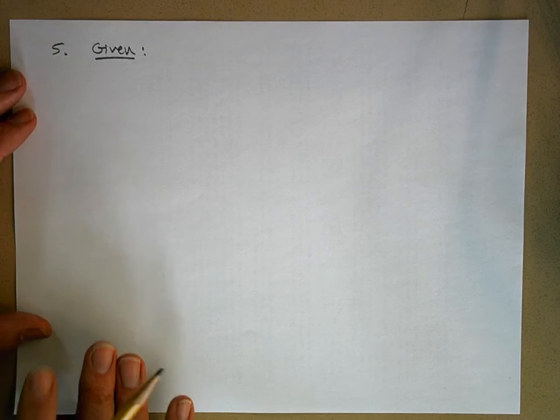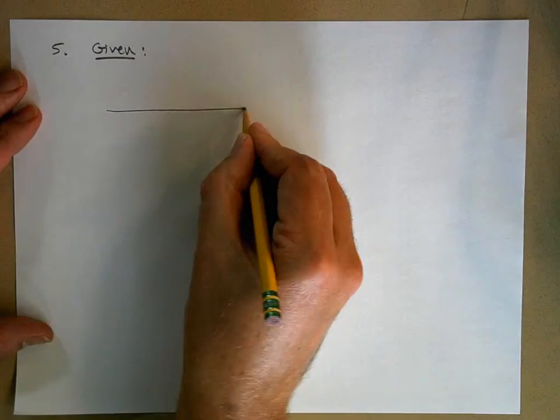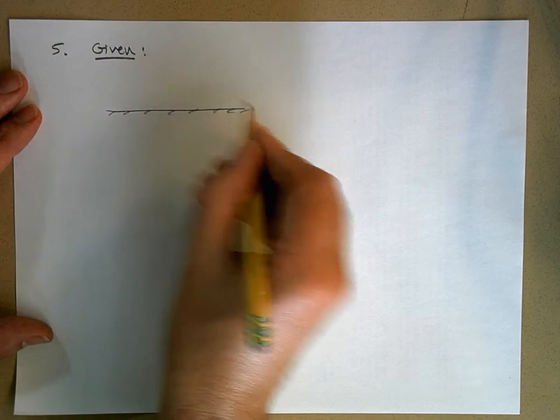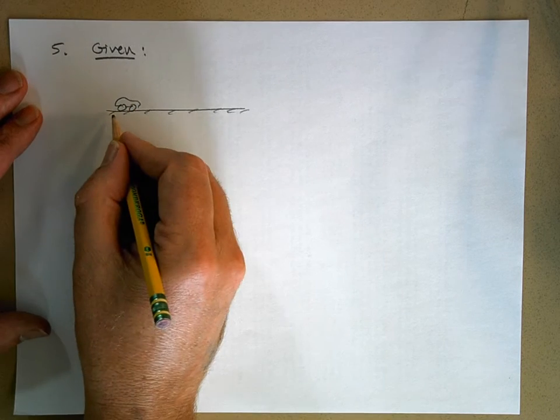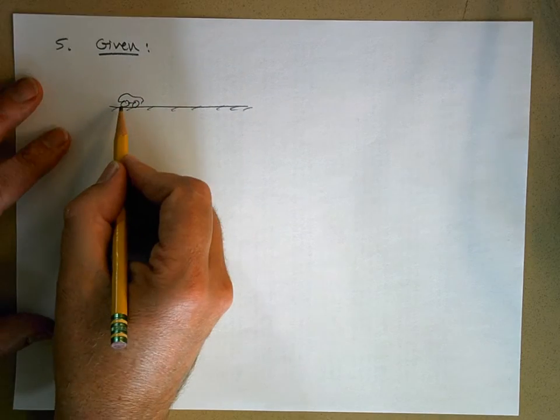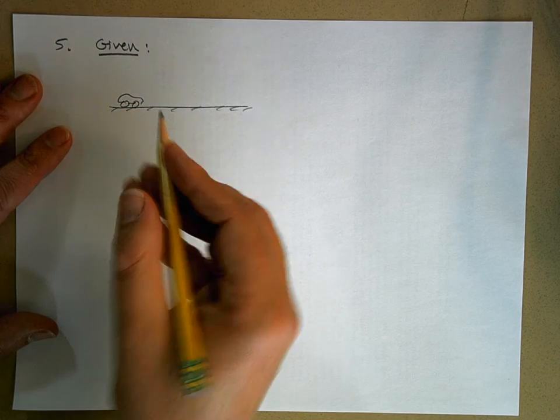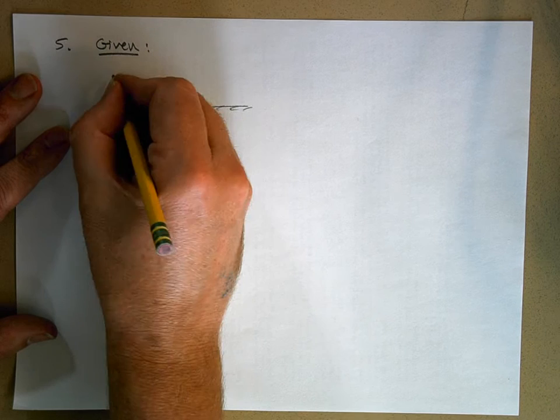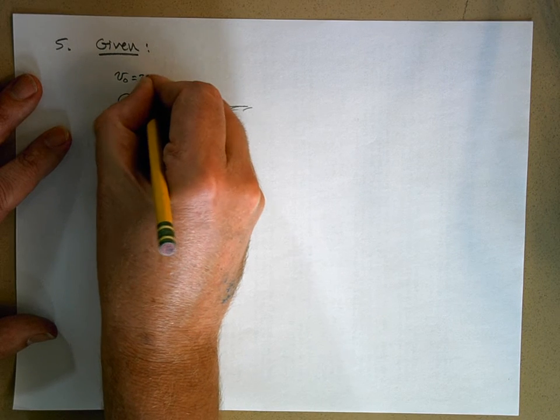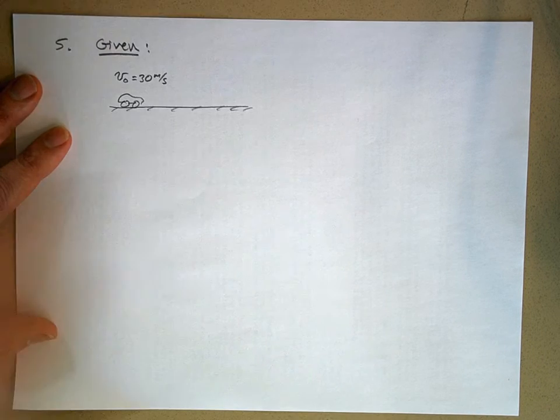So let's write out what's given. So we have a car. Here's our road. Here's our little car. It's a little Nissan Leaf, okay? So we're not hurting the environment. And the car is moving 30 meters per second, so V naught is equal to 30 meters per second.